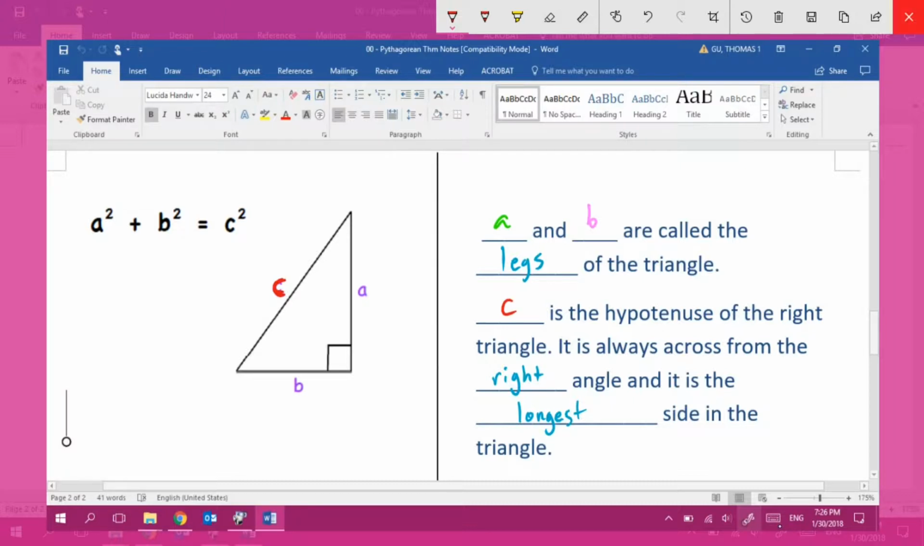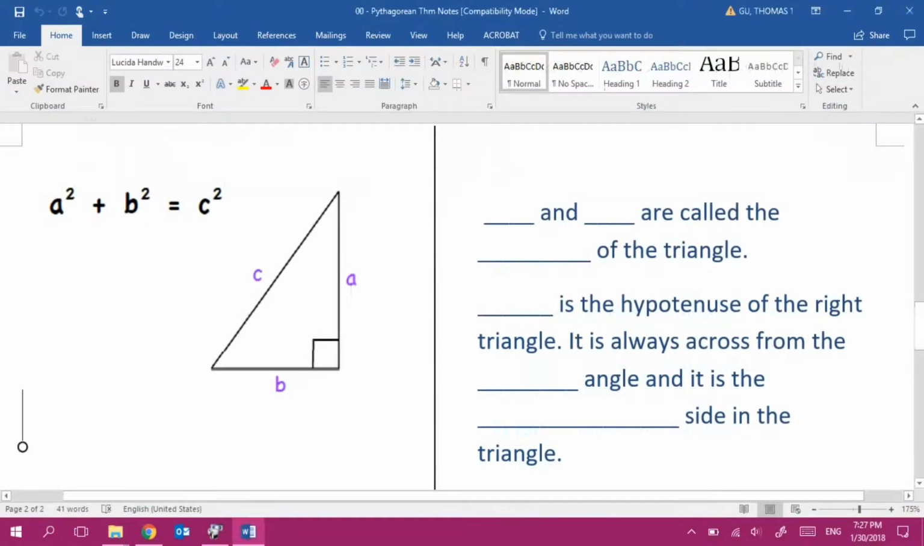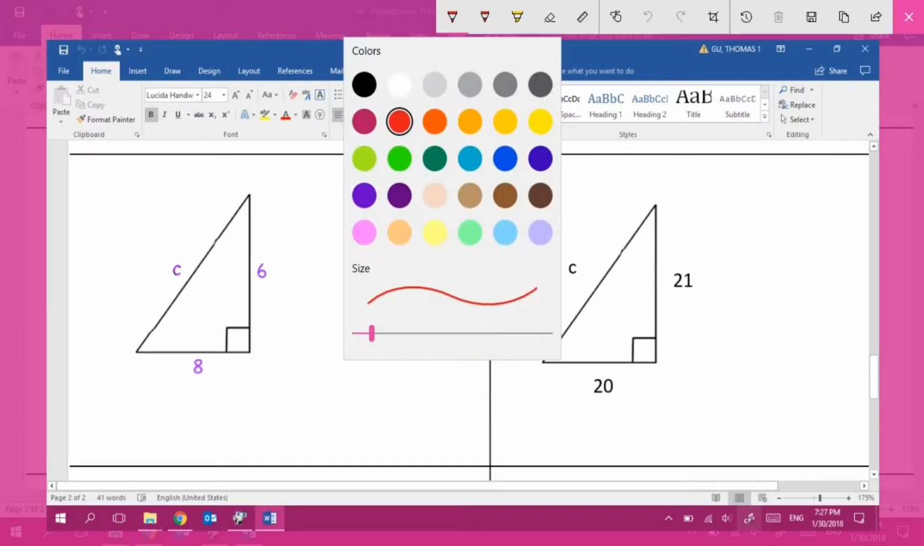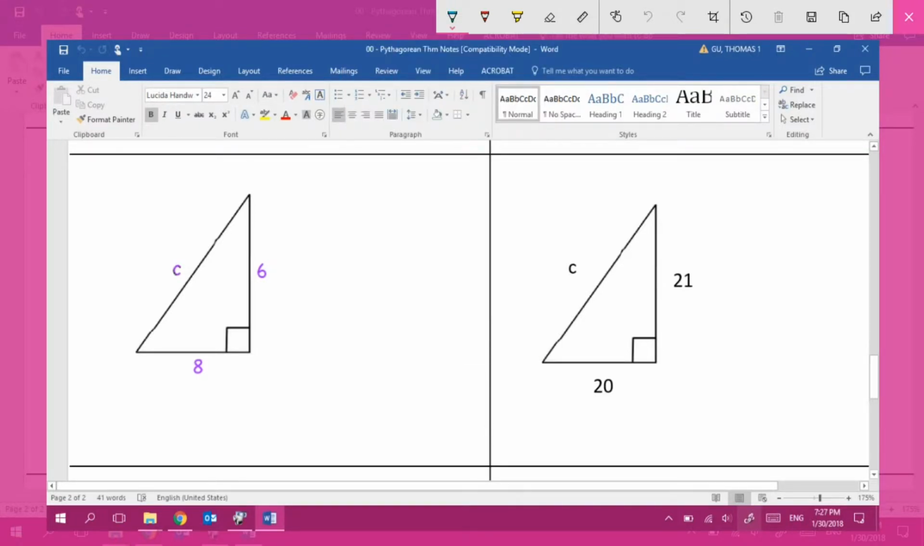With that, we're going to jump into some examples of how you would use this. Remember, this is over the Pythagorean Theorem, which is written right here: A squared plus B squared equals C squared. How do we use this to find stuff? In the middle of our page, you will find the first example. Look at this triangle with the sides 6, 8, and C.